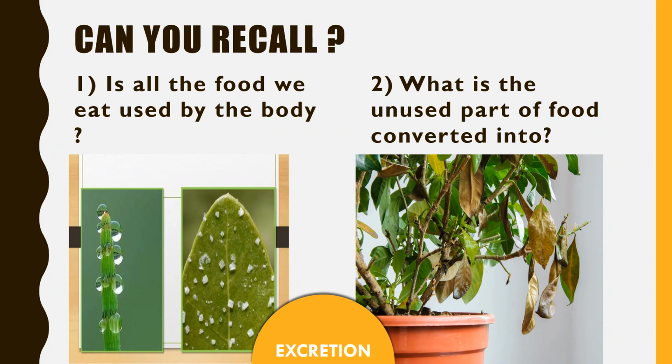The waste substances formed during different processes by animals are called excreta, and the process of elimination of waste products from the body is called excretion. Specialized organs present in animals for excretion are called excretory organs.